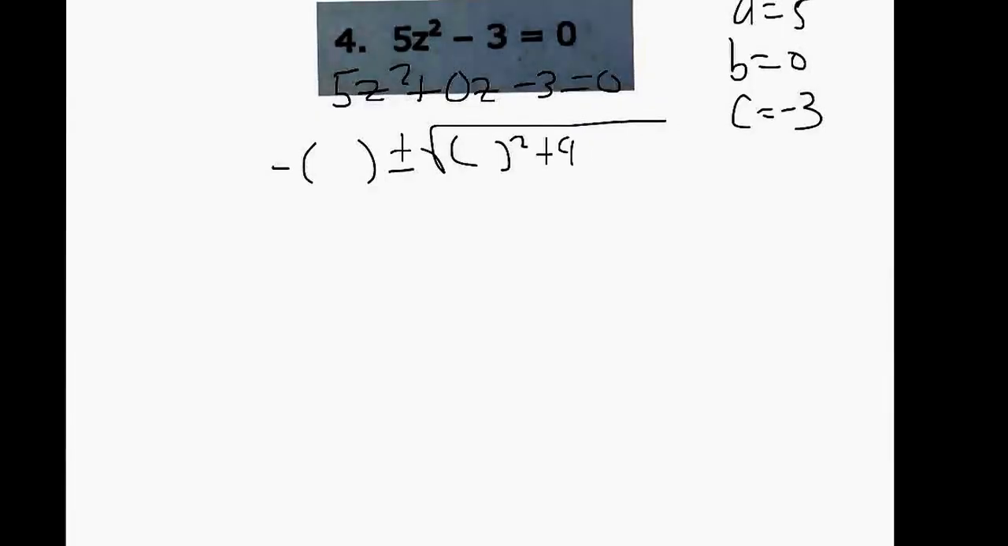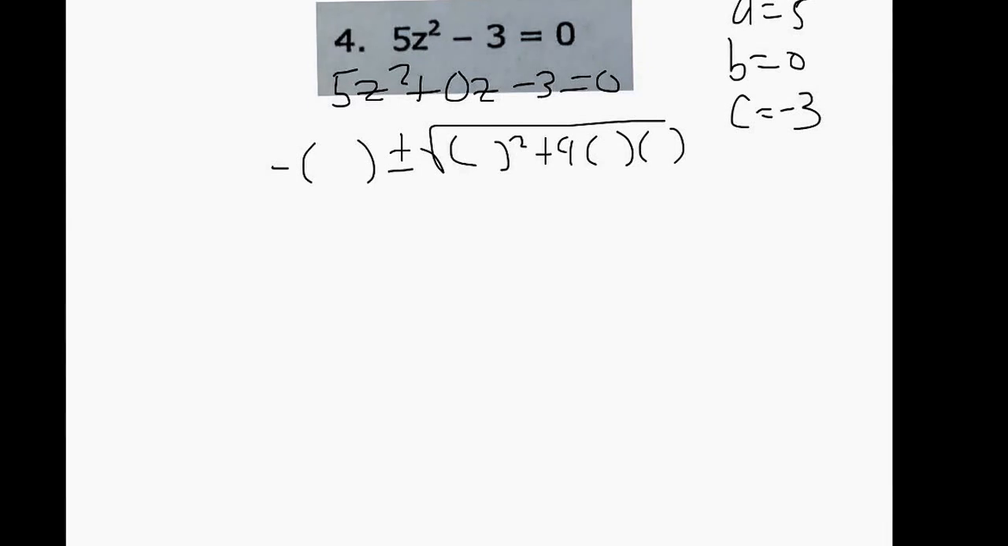This one you might write it out in an expanded form to kind of see which one you're missing. This is 5z squared. I'm missing the middle term, so it's plus 0z minus 3 equals 0. So a is 5, b is 0, c is negative 3. So here's my template. The opposite of b, plus or minus the square root of b squared minus 4 times a times c all divided by 2a.